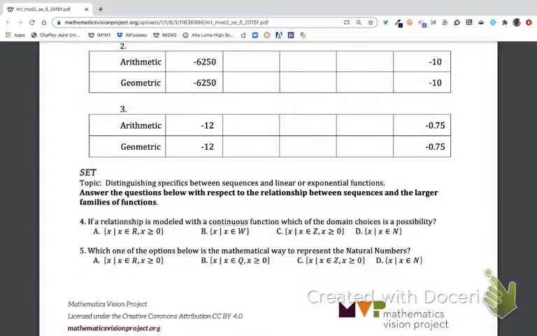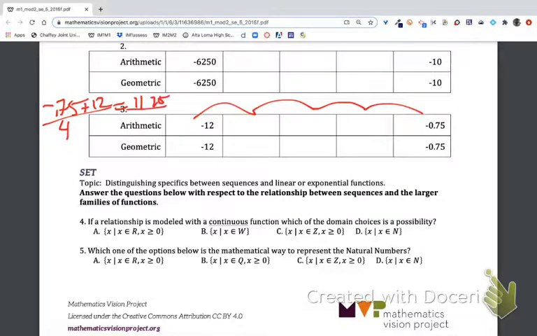For number 3, similar process, just different numbers. So we'll start with our last term, negative 0.75, subtract our first term, which is minus negative 12, so that'll be a plus 12, and divide it by how many jumps? 1, 2, 3, 4. So we would get 11.25 divided by 4, which would be 2.8125.